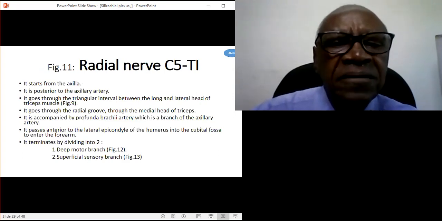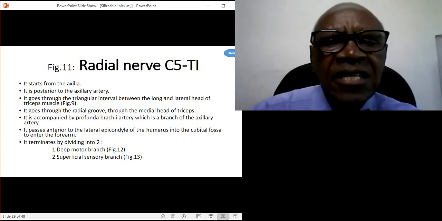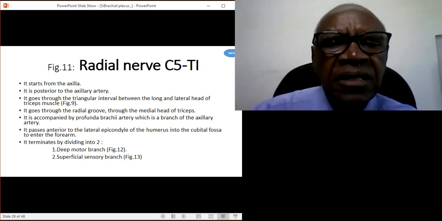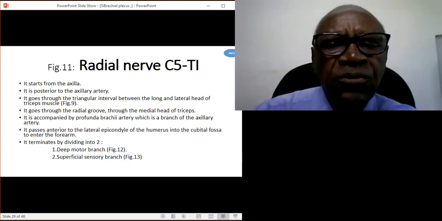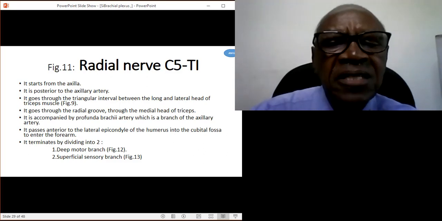Radial nerve. It starts from the axilla. It is posterior to the axillary artery. It goes through the triangular interval between the long and lateral head of the triceps muscle. It goes through the radial groove through the medial head of the triceps. It is accompanied by profunda brachii artery, which is a branch of the axillary artery.